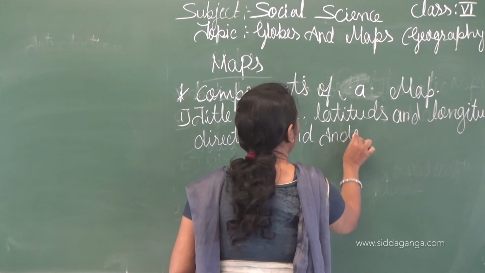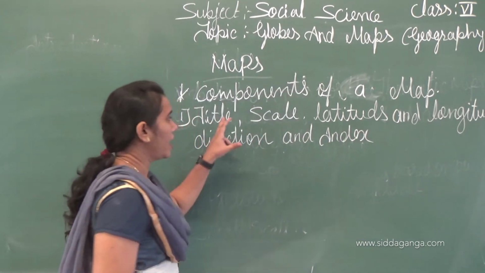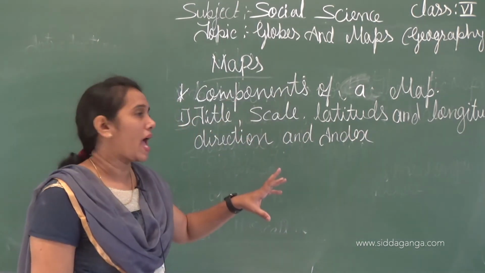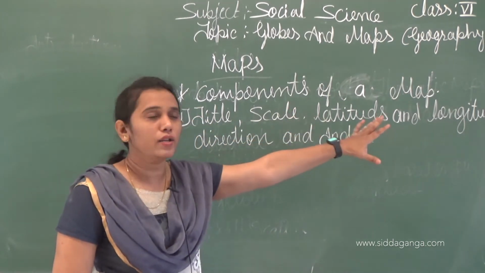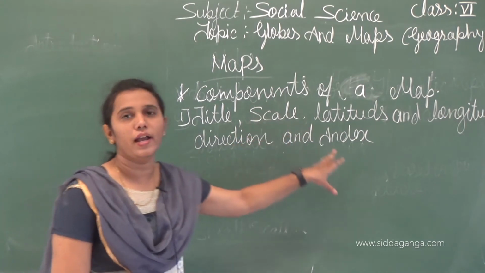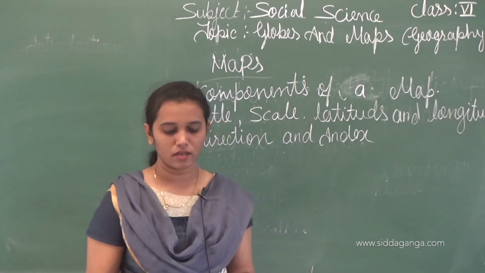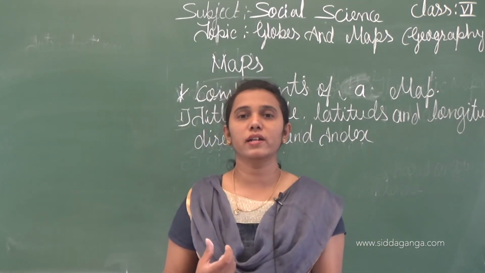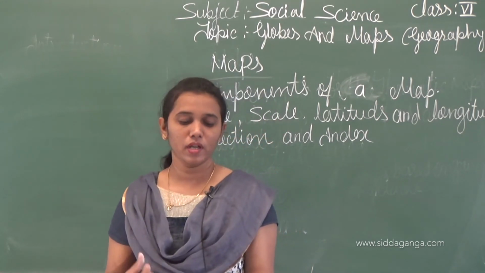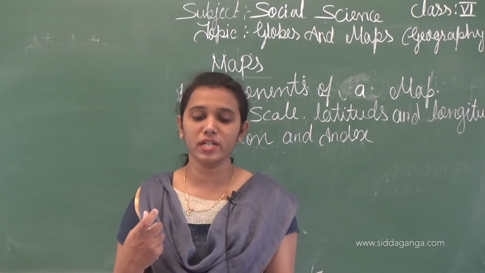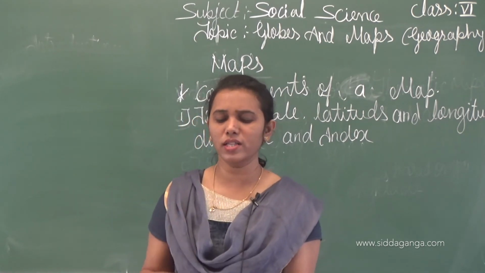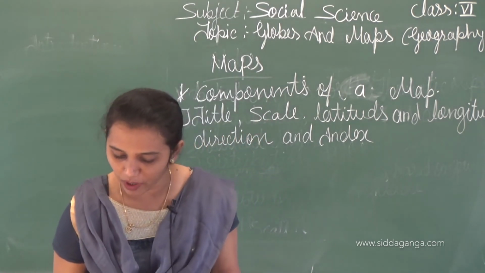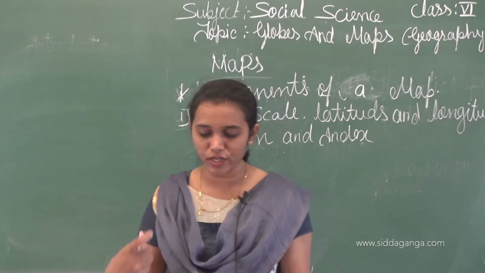When we are making maps, we need title, scale, latitudes and longitudes, direction, and index. So these are needed to make a map. These are the basic key components of a good map. Now we learn all these components one by one, children.